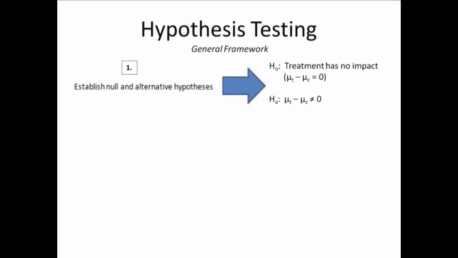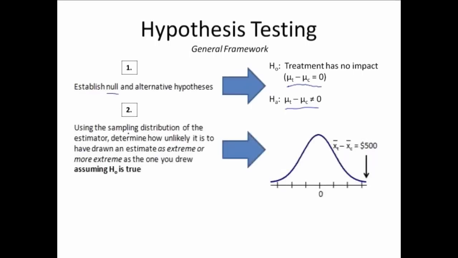Let's recall the general idea behind hypothesis testing. First, we establish a null hypothesis, in this case that our treatment has no impact, mu sub t minus mu sub c equals 0. And if we reject this null hypothesis, we're forced to accept the alternative that the treatment does in fact have some impact.